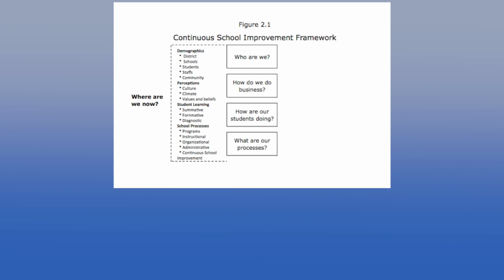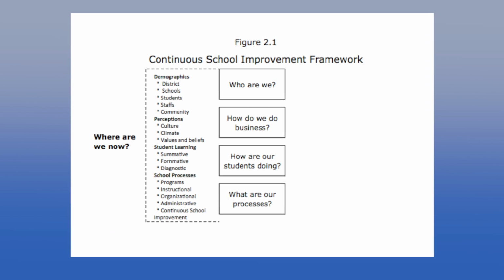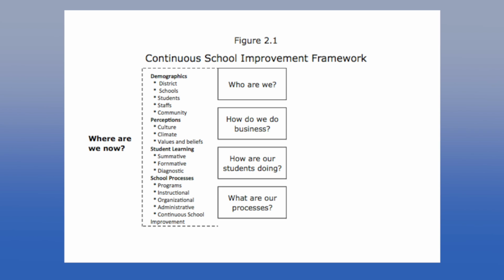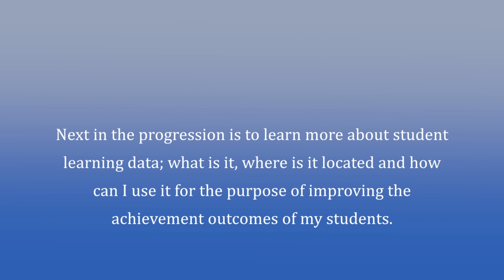Thus far, in chapters 3 and 4 of the Bernhardt text, we've explored two of the four "Where are we now?" questions found in the Continuous School Improvement Framework that are the focus of EDU 599, namely, demographic data and perceptions data. Next in the progression is to learn more about student learning data.